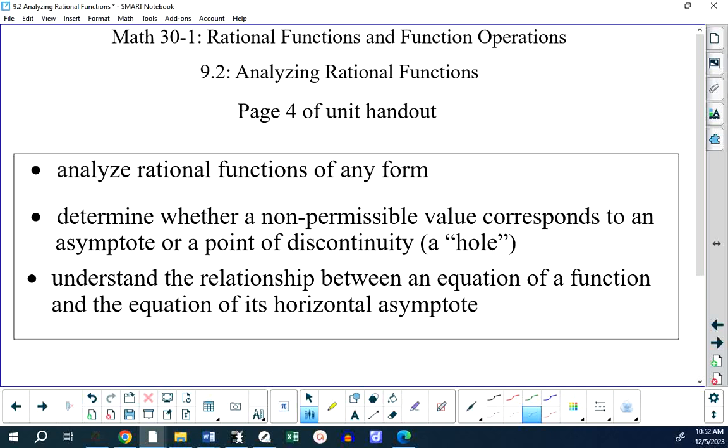So we're going to be looking at analyzing rational functions of any form. Just take that stuff from yesterday, the a, h and k stuff, and just shelve it. I'm talking here about any rational function. A rational function that looks like this, for example.